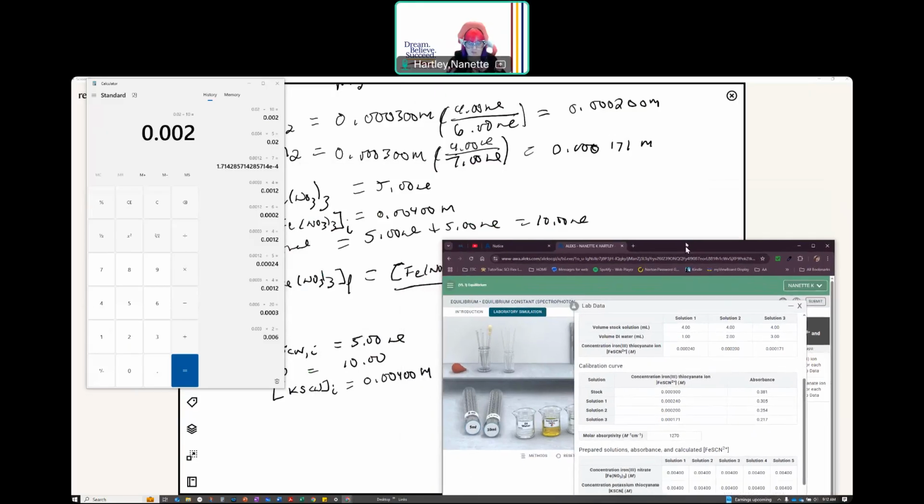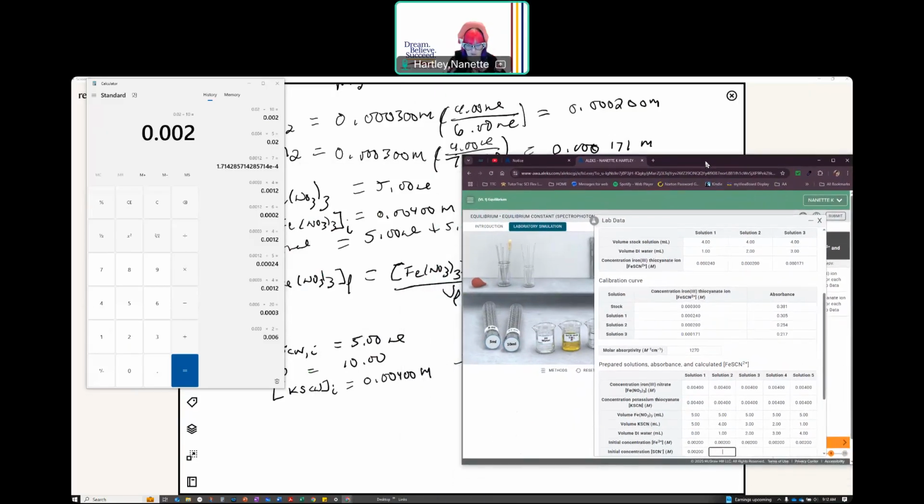Things change when we start looking at different volumes of that KSCN. So if our next one has only 4 milliliters of KSCN, the volume of the SCN initial is 4.00 milliliters. The final volume is again 10 milliliters. And the concentration of that KSCN is 0.004.